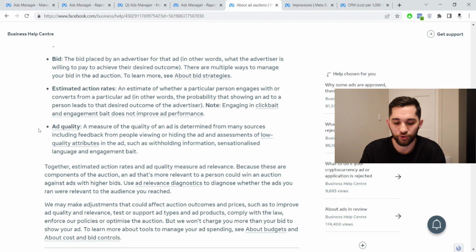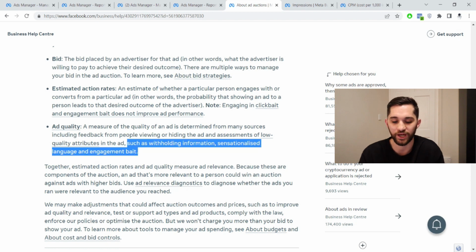So in Facebook's words, a measure of the ad quality of an ad is determined from many sources, including feedback from people viewing or hiding the ad and assessments of low quality attributes in the ad, such as withholding information, sensationalized language, engagement bait, etc. So if your ad was working initially, we can probably discount the last section of engagement bait, etc. But the longer your ad runs, the more data Facebook has about the number of people who are interested in it and the more ads it will compete with.